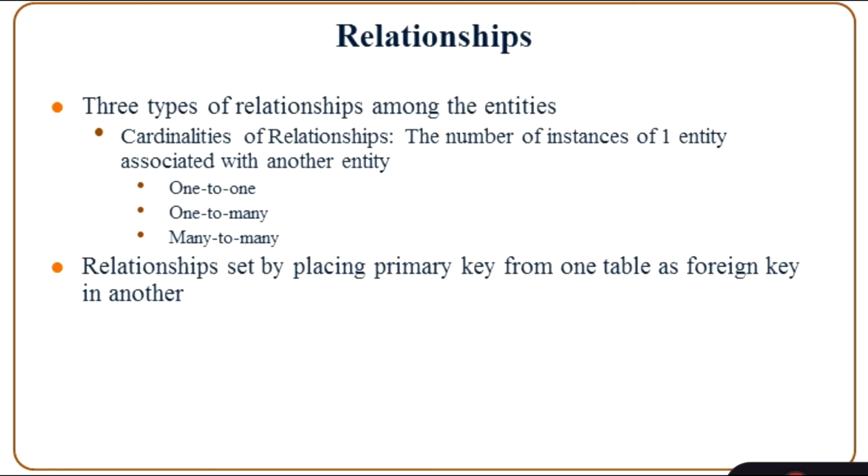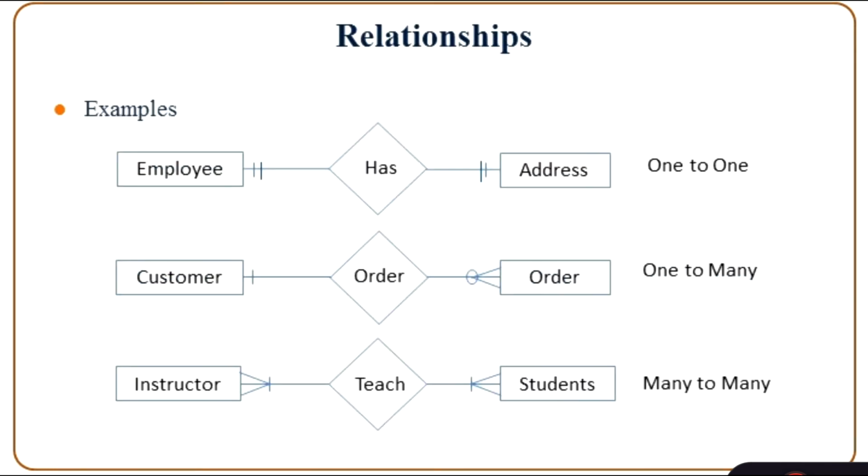On this slide, we have more examples. Employee and address. This is a one-to-one relationship. An employee has one and only one address. This constraint means only one. And on the reverse side, we can also see that each address is owned by one and only one employee.